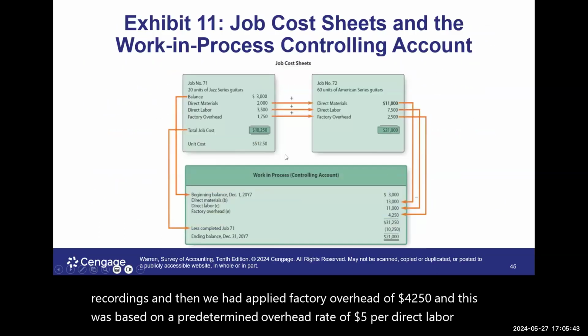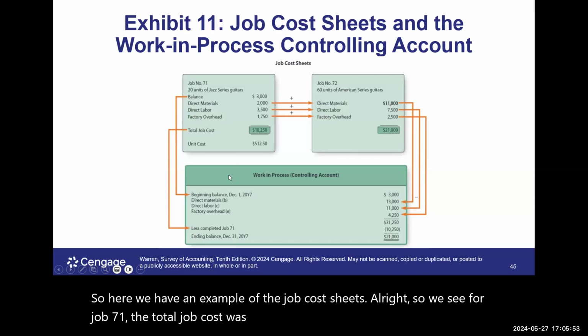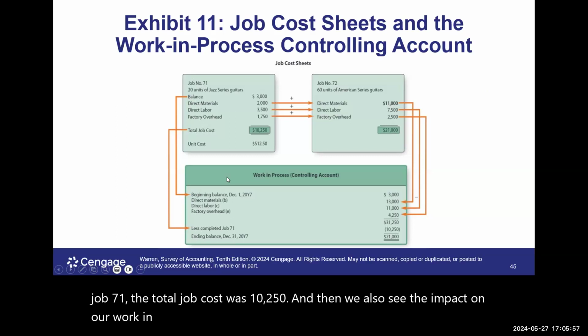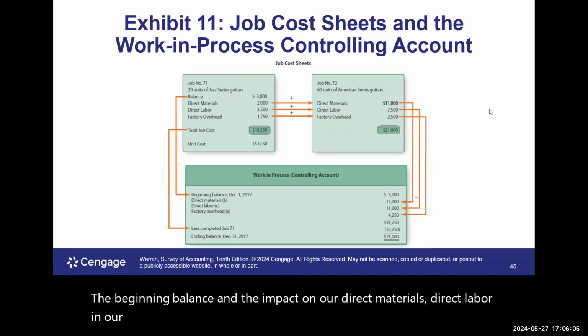So here we have an example of the job cost sheets. All right, so we see for job 71, the total job cost was $10,250. And then we also see the impact on our work in process controlling account, the beginning balance, and the impact on our direct materials, direct labor, and our factory overhead rate.